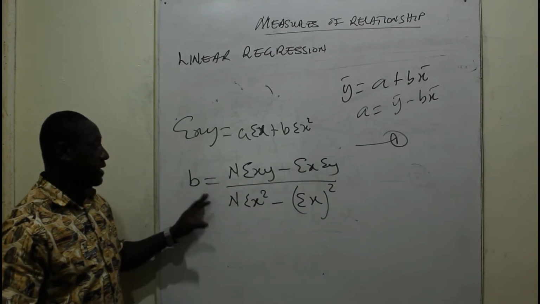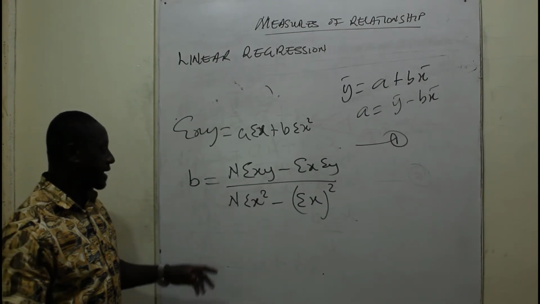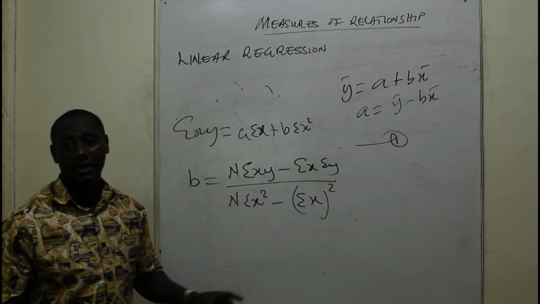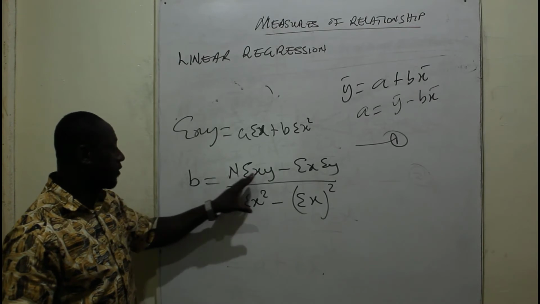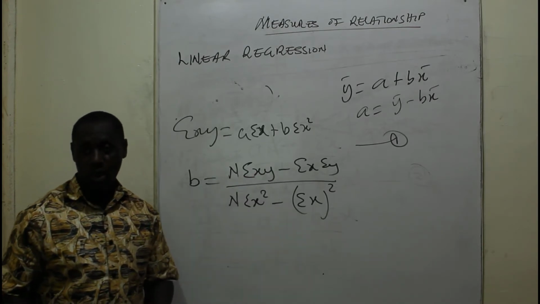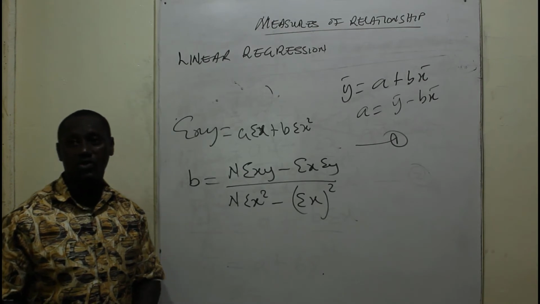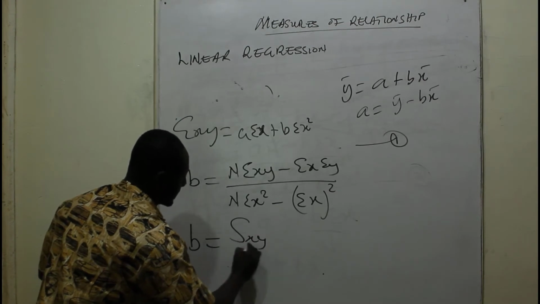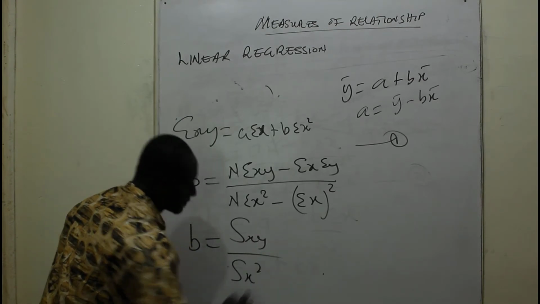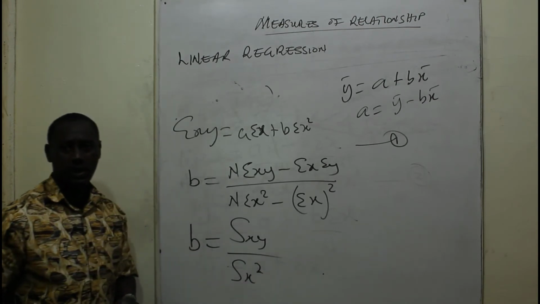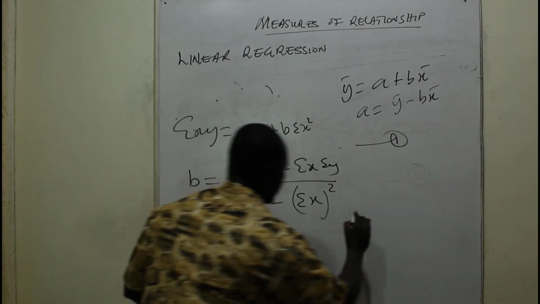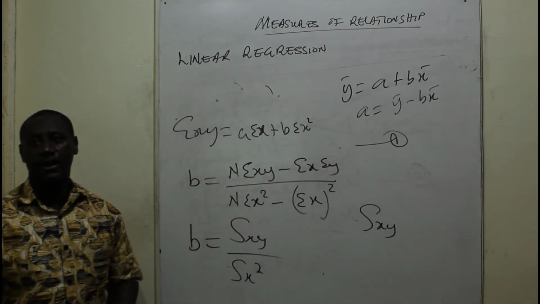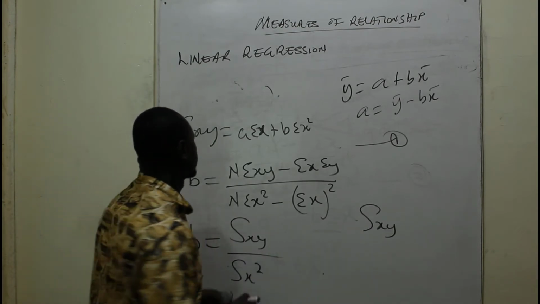This is b, but we can do other manipulations using the variance and covariance method. We divide both the numerator and the denominator by n squared. When you do those mathematical manipulations, eventually you get b in the form of s xy divided by s x squared. Here, s xy is what we call the covariance.